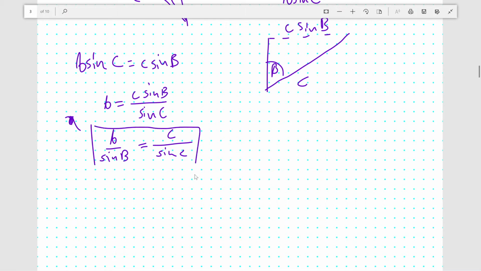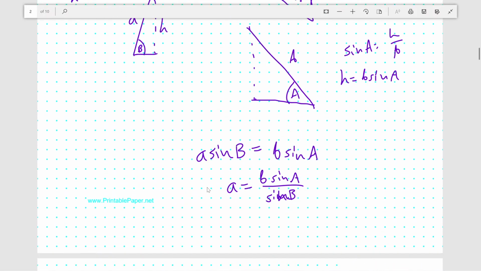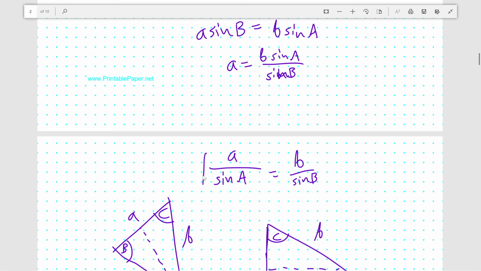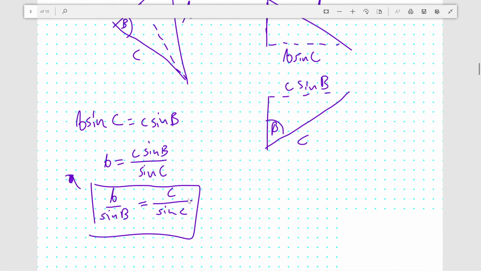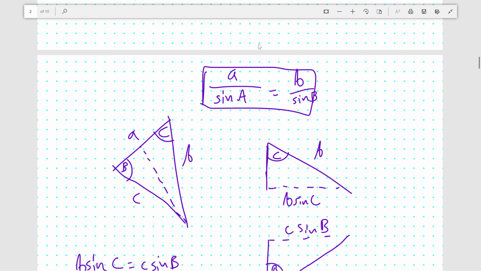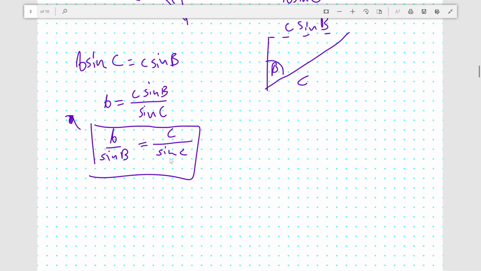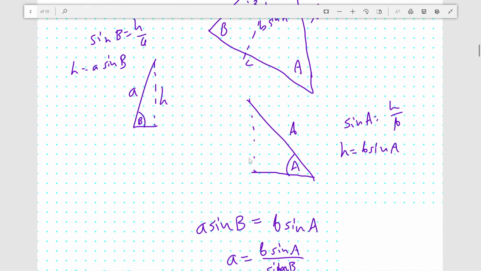Right, so now we've proven this, and we've proven this. Therefore, we can make the conclusion that since sine a over a is going to be equal to b over sine b, which is also going to be equal to c over sine c, we have proven this big boy sine rule here.